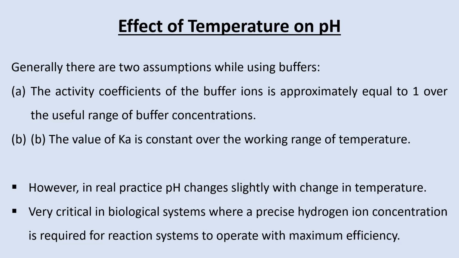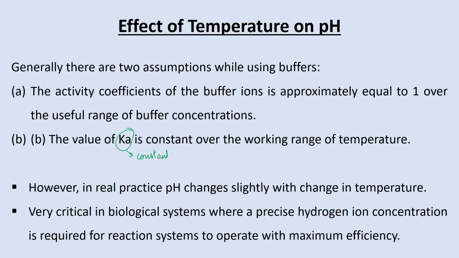Okay, so generally there are two assumptions while you are using a buffer. One is that the activity coefficient of the buffer ions is approximately equal to 1 over the useful range of buffer concentration. The other is that the value of Ka, which we just saw, is an equilibrium constant over the working range of temperature. So these are the two assumptions made when working with a buffer. However, in real practice, pH will change with change in temperature. Ideally, pH should not change. The assumption is that the pH is not going to change, but pH will change.